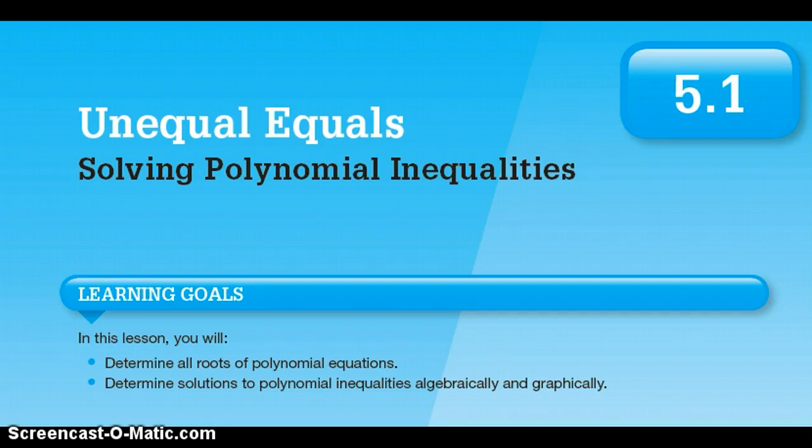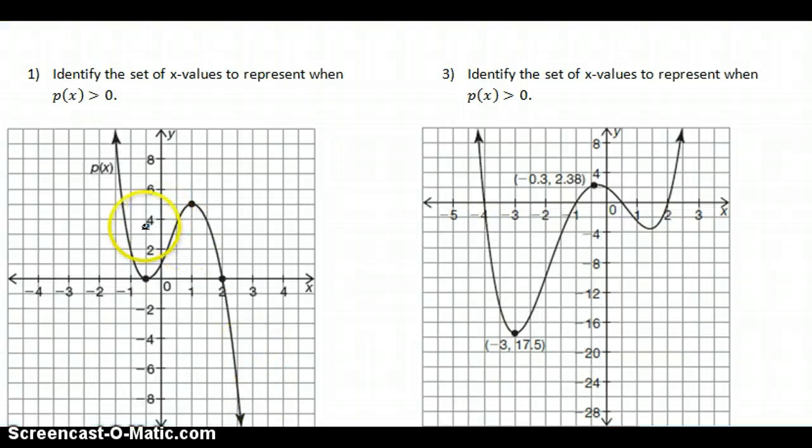So I'm going to give you two graphs here. We're going to start with the one on the left, problem number 1. It says, find the set of x values to represent when the polynomial p of x is greater than 0. First, look at the graph and recognize that when they say 0, they're referring to the x-axis, and there are 2 points that are the zeros. Zeros are where the graph crosses the x-axis, and those are real values. That occurs at a positive 2, and at a negative 0.5.